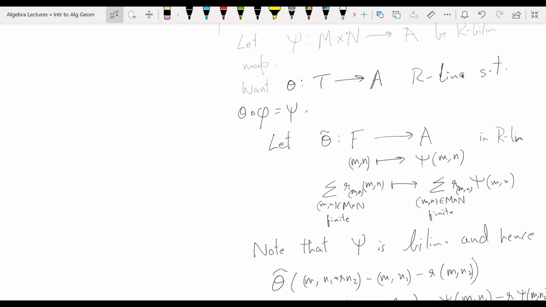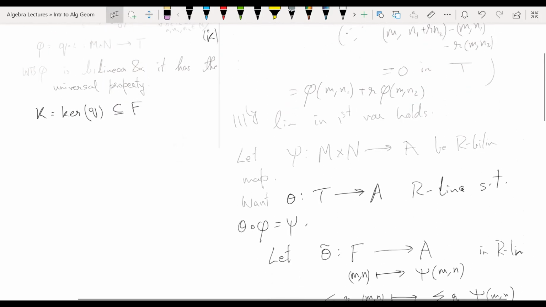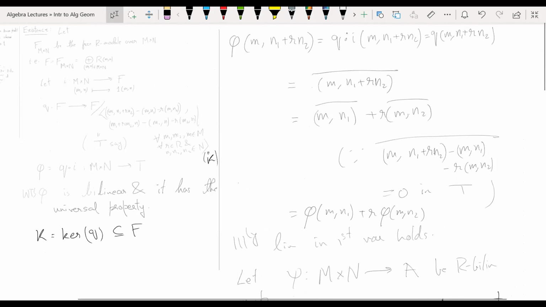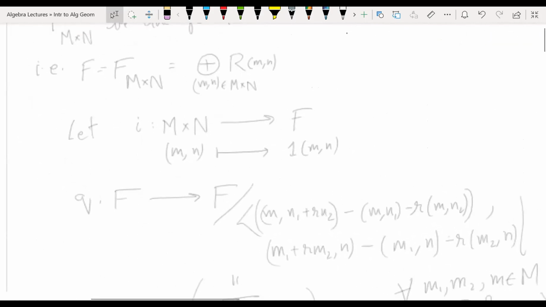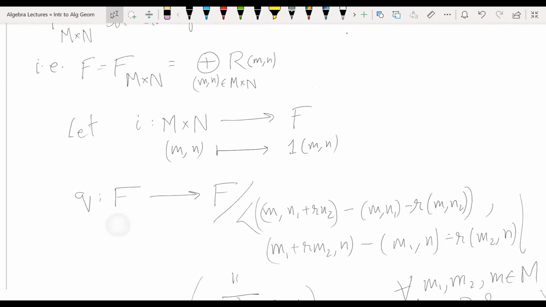Any arbitrary element of F looks like the summation of r_mn times (m, n), where only finitely many r_mn are non-zero. The rest must be zero. That is how this free module looks, as a direct sum. This direct sum means exactly that: only finitely many are non-zero.